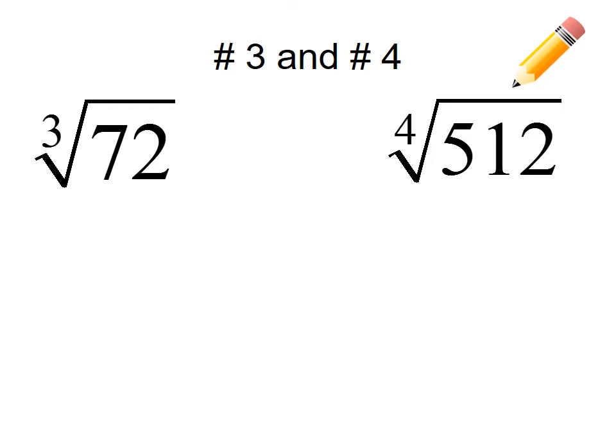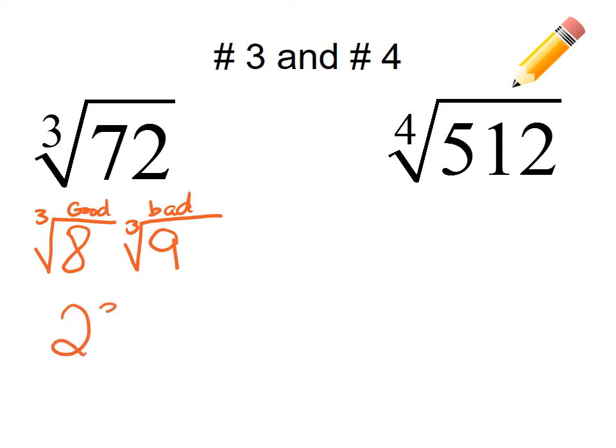Follow the same process. This time I have the cubed root of 72. Let's break it down into a good and a bad. 72, look at your cubed column. What number divides into 72 evenly? 8 does. 8 goes into 72 9 times. 9 is not a perfect cube. The cubed root of 8 is 2, and I'm left with the cubed root of 9.